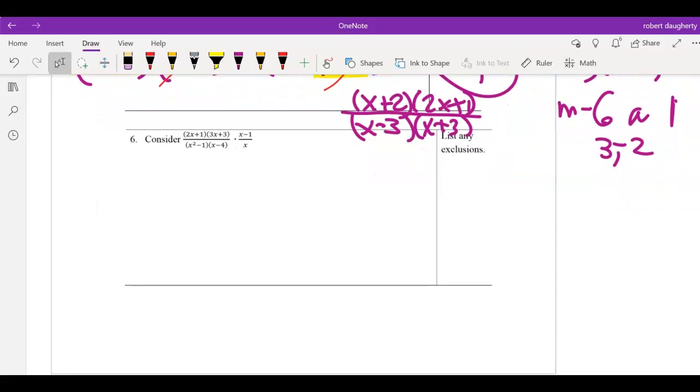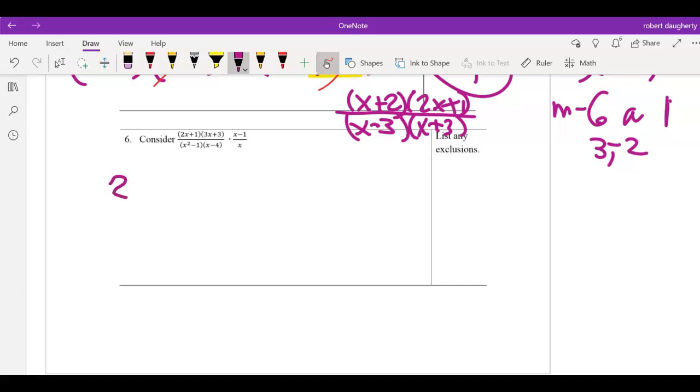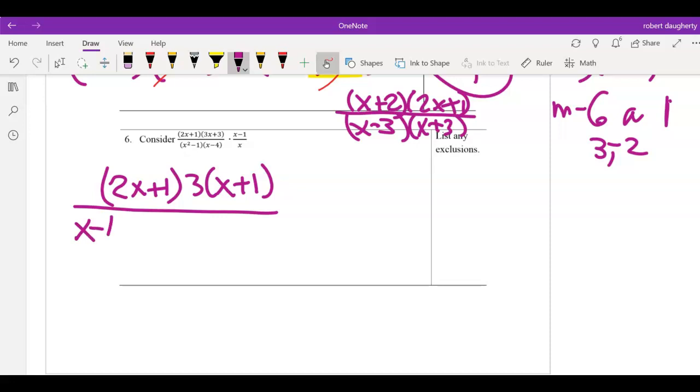Number 6. Let's do the operation here. So what do we have here? Let's look and see. We've got 2x plus 1. If I got that 3x plus 3, greatest common factor, I can factor out a 3. So that's x plus 1. And then you're going to have that difference of squares. X squared minus 1 is x minus 1, x plus 1, x minus 4 times x minus 1 over x.